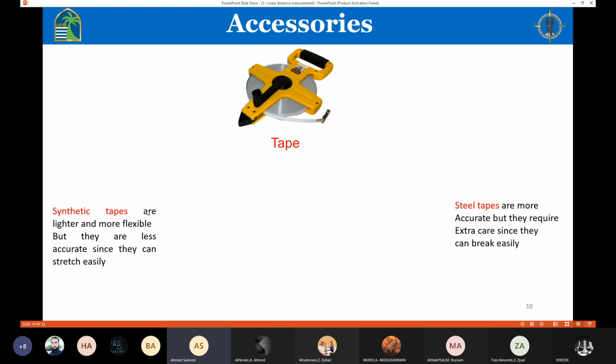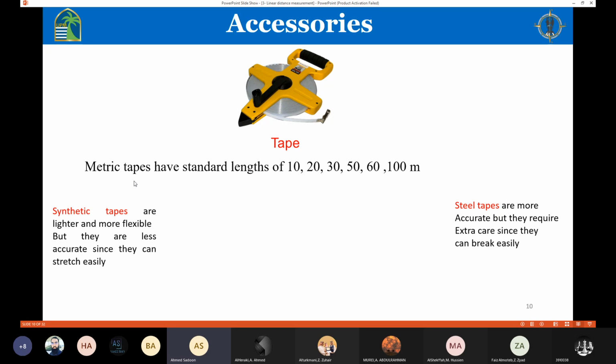Those are more accurate than the synthetic tapes, but the problem with them is they require extra care since they can easily break. So if you are going to use the steel tapes, they can easily break, and also they can cut your hands, small cuts. So you have to be careful using steel tapes.